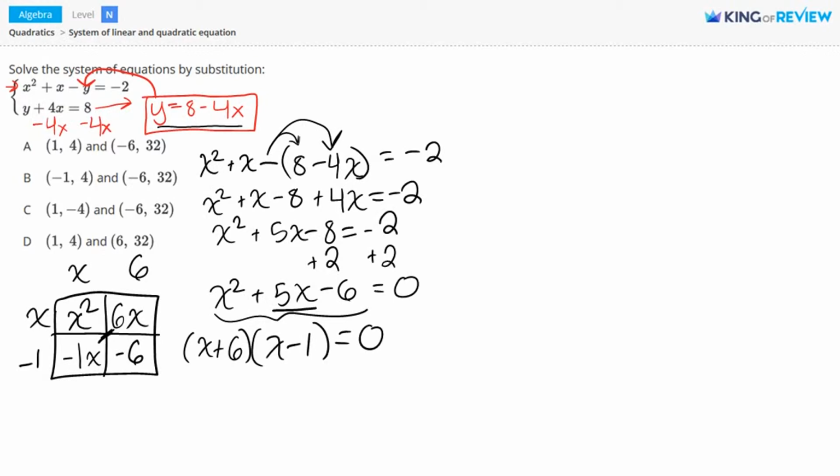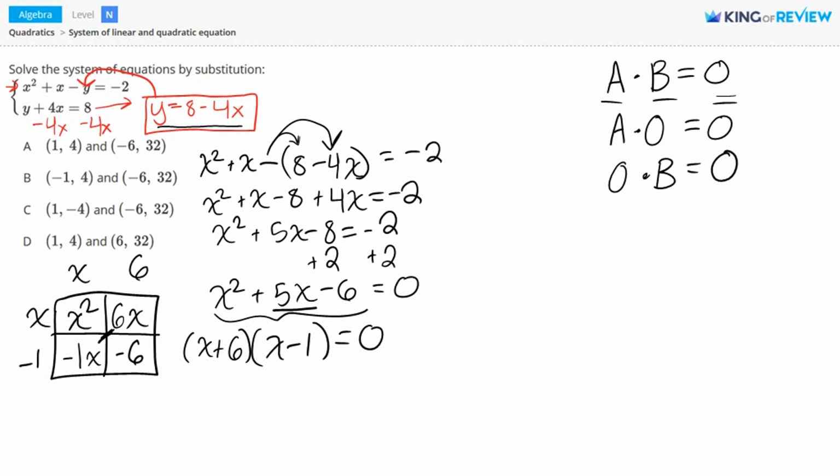Next, we'll think about the zero product property. If I have two numbers, let's call them a and b, and if I multiply them together and get 0 for the answer, that means that either a or b must have been 0 to get this 0 for the answer. I could have had a times 0 to give 0, or I could have had 0 times b to give 0.